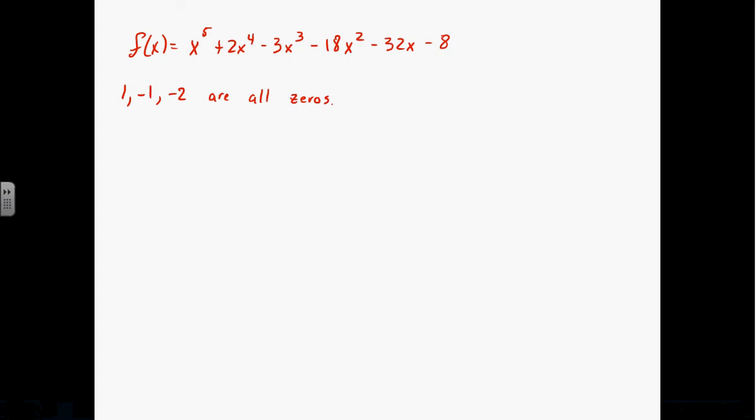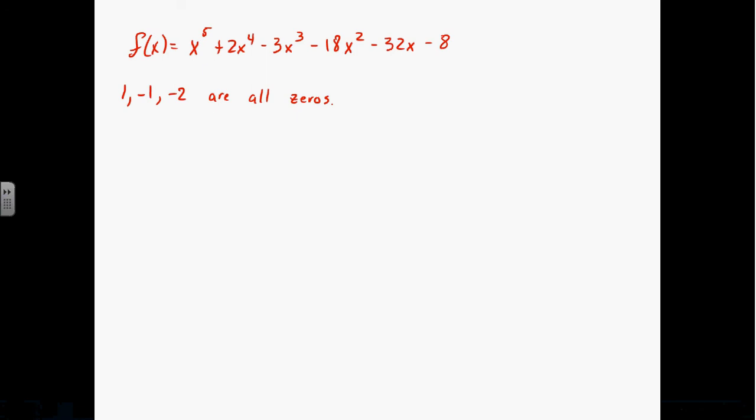So we've got f of x equals x to the fifth plus 2x to the fourth minus 3x cubed minus 18x squared minus 32x minus 8. And I tell you that 1, negative 1, and negative 2 are all zeros. Can I solve it? Can I find the other zeros? Okay.